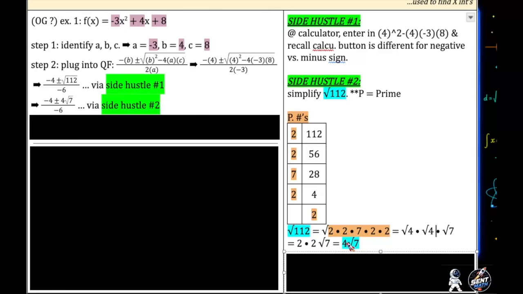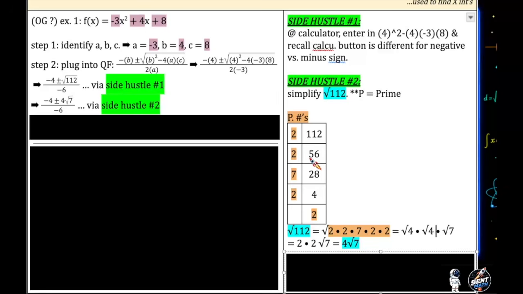So root 112 to 4 root 7. We start with the 112 and start dividing it by prime numbers. The most commonly used prime numbers are going to be 2, 3, 5, and sometimes 7. We rarely get to the higher prime numbers like 11, 13, 17, and 19. So we mostly hover between 2, 3, 5, and sometimes 7. Here I'm going to choose to divide 2 into 112. You could have chosen 7. 2 goes into 112 56 times.